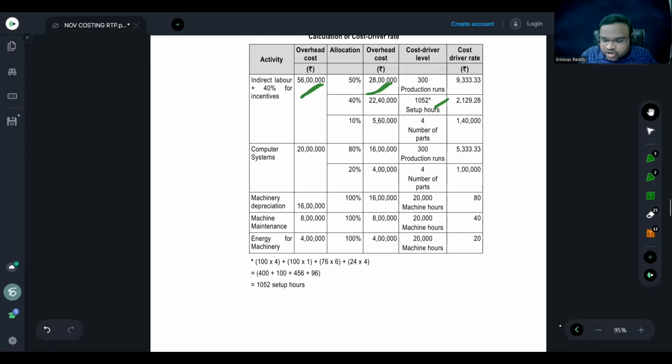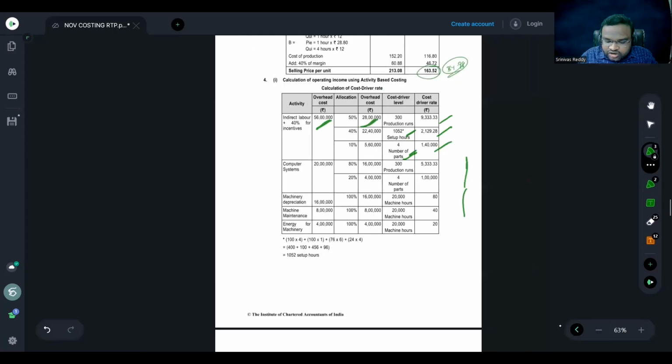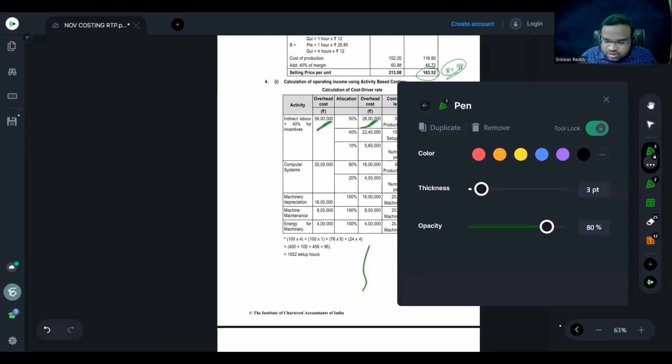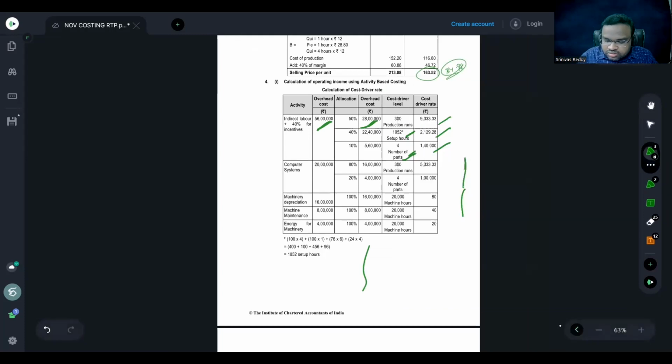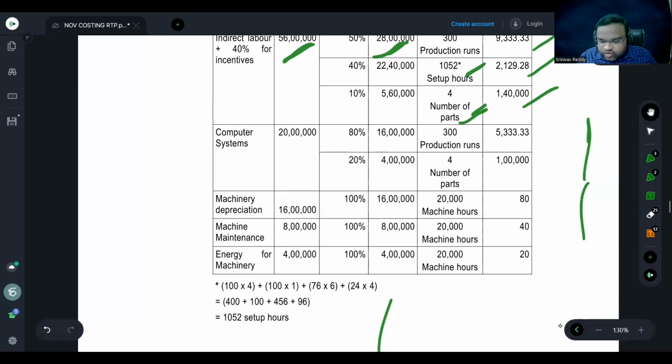So you are getting cost driver at 9,333, 21.21.8, 1,40,000. That is for indirect labor. Computer systems, what is the computer system cost? 20 lakhs. 80% is based on production runs, so 300 production runs. The remaining 20% is based on number of parts. So 20 lakhs and 20%, 4 lakhs. Number of parts, 1 lakh. Machinery depreciation, all these three is based on number of machine hours. 80, 40, and 20 are getting the cost driver rate.